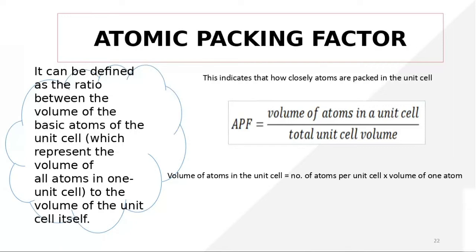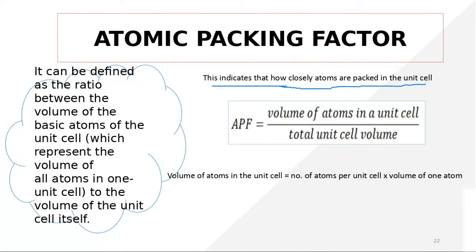Now we talk about the atomic packing factor. What is the atomic packing factor? It indicates how closely atoms are packed in the unit cell. We know that in the simple cubic crystal structure, atoms are present only at the corners, so some part of the unit cell is empty. Using this factor, we can know how closely the atoms are packed. This is the atomic packing factor.